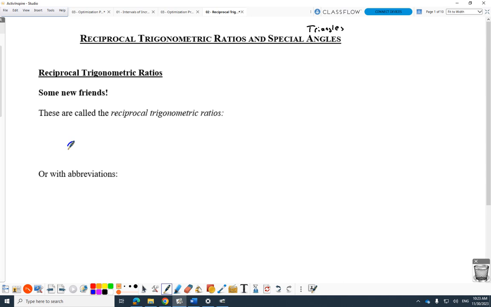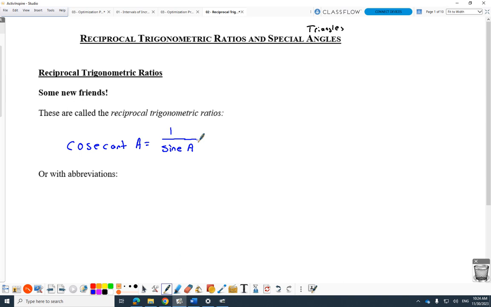Cosecant of an angle is equal to 1 over sine of that angle. And if you think I've written an extra letter there, I haven't. I'm going to show you the abbreviations in a minute. We're not going to write cosecant every time, just like we don't write sine every time.